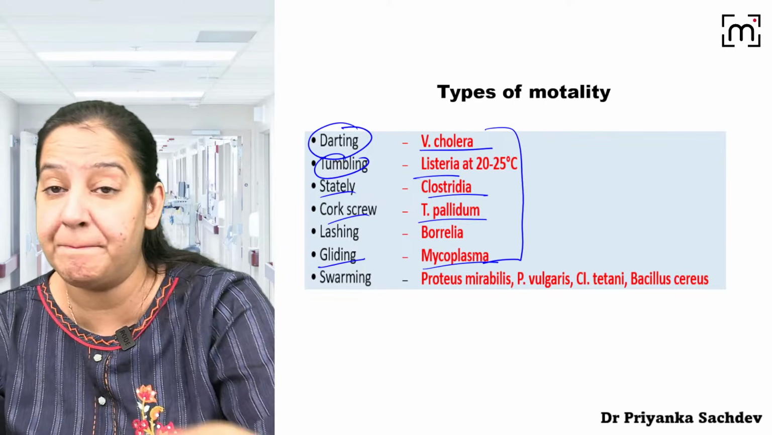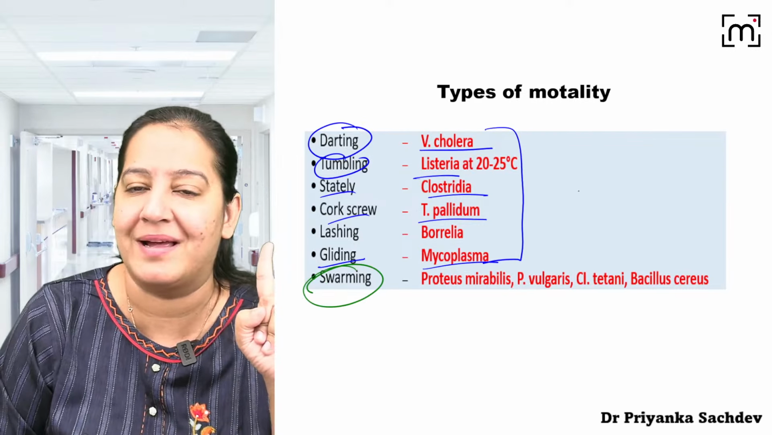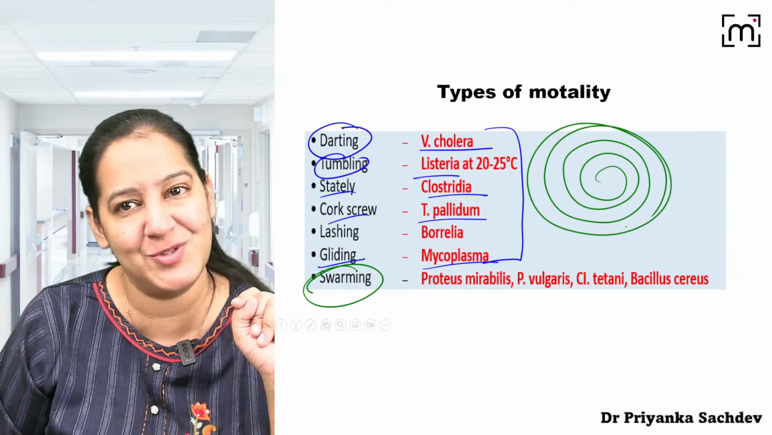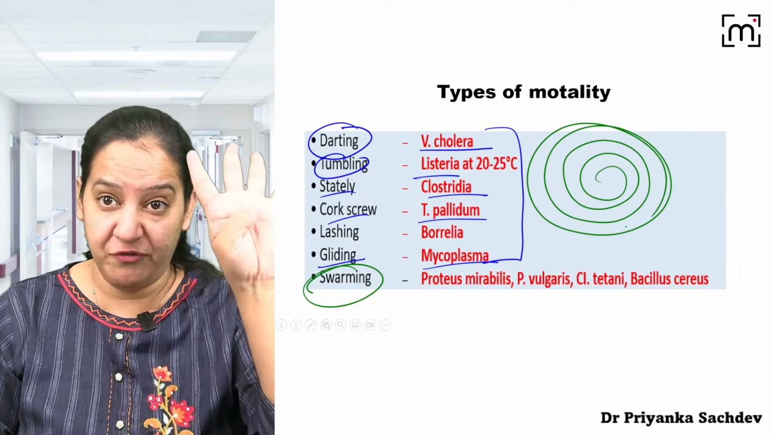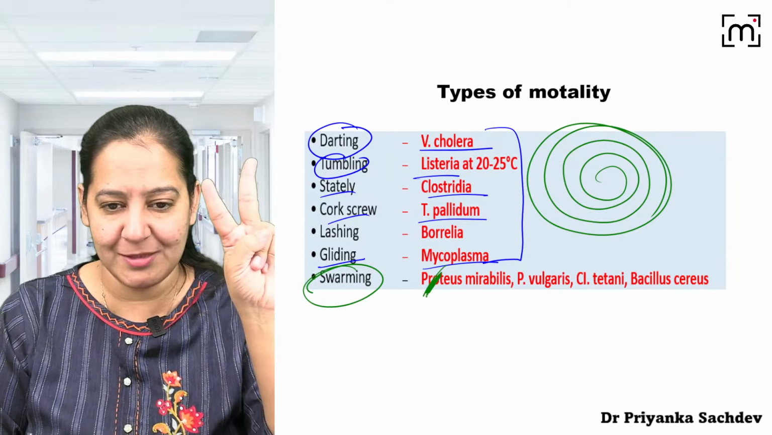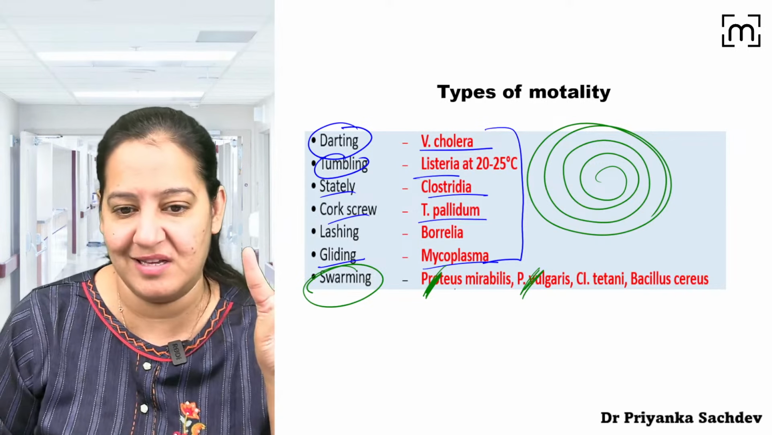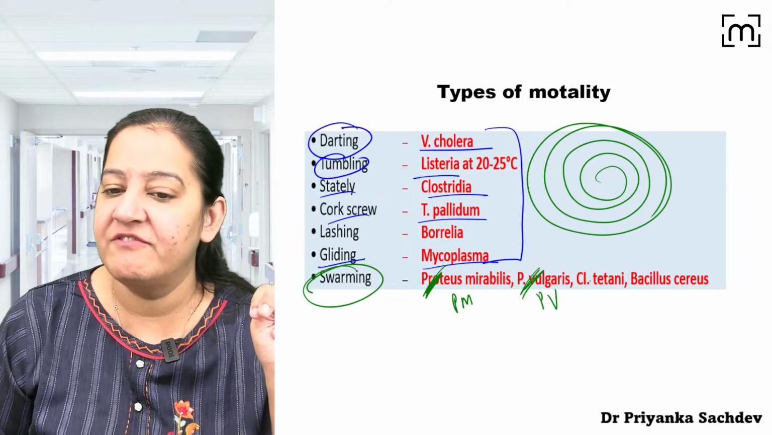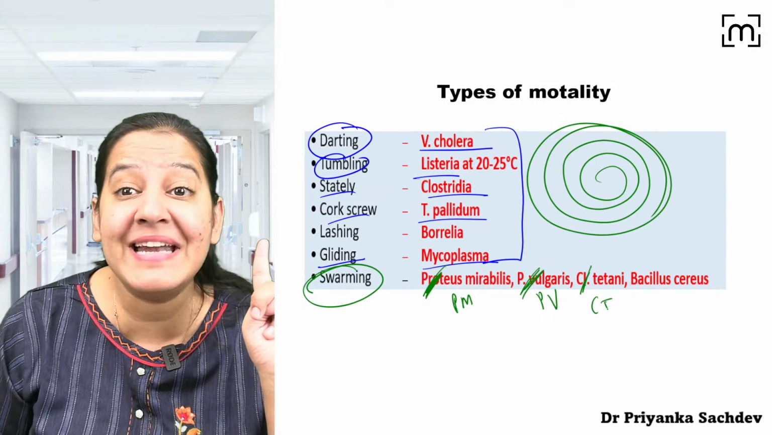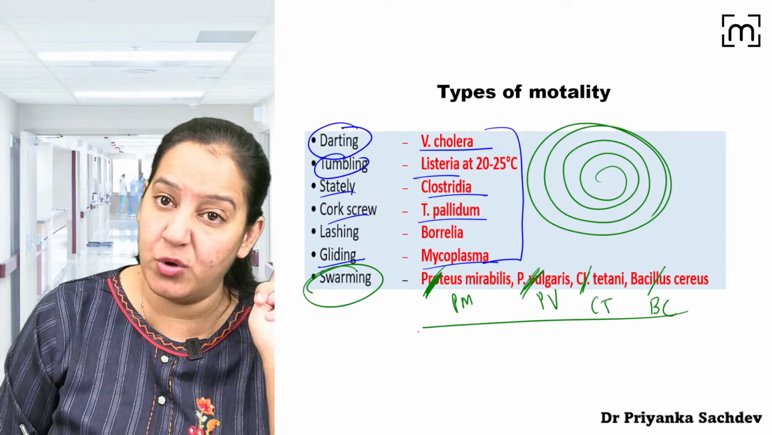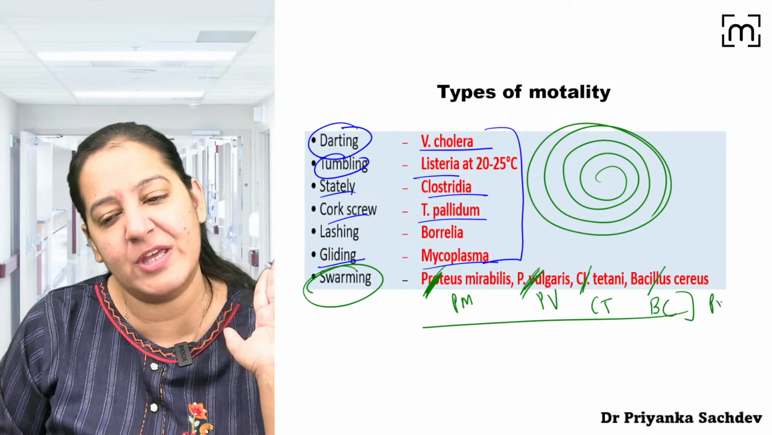The most MCQs in the previous year question papers are on swarming. Swarming means in the form of circles. The bacteria move in the form of a circle. It is swarming. So you have to learn the names of the 4 bacteria which show swarming. The 2 Proteus, Proteus mirabilis, Proteus vulgaris. 1 Clostridium, Clostridium tetani, and 1 Bacillus, Bacillus cereus. These 4 show swarming and many PYQs are based on this.